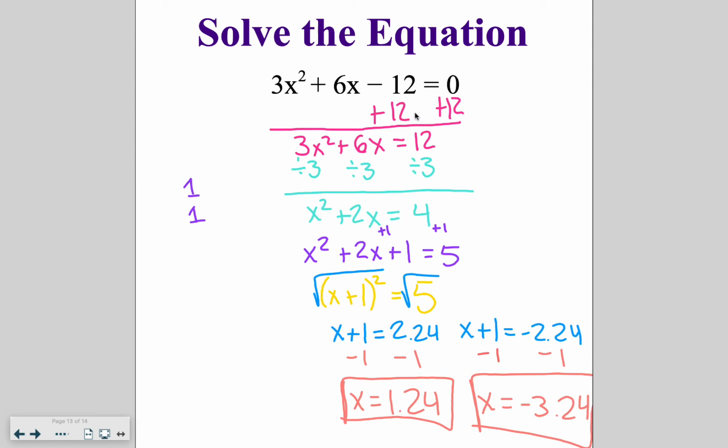So once again, your first step, adding that 12 to both sides. We had an a value, so I divided everything by that a value, giving me x squared plus 2x is equal to 4. Halving my b value, I get 1. Squaring that, I also get 1. So adding 1 to both sides, I get x squared plus 2x plus 1 is equal to 5. Simplifying and square rooting, and then solving, I get x is equal to 1.24, or x is equal to -3.24.